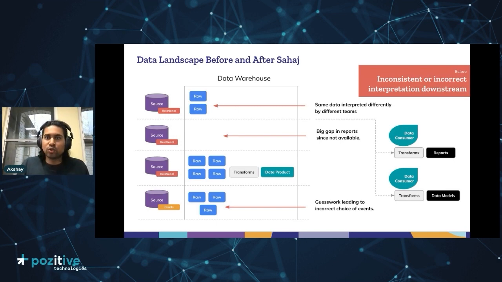So the consumers, whenever they started consuming data from the warehouse, the same data could be interpreted differently by different teams. This also created a problem: if any of their stakeholders came with any sort of questions, it was very hard for them to answer with certainty that, okay, this is definitely the right answer. Because if someone looked at one report, it would show one number, whereas if they looked at some other report, it may not show the same number.